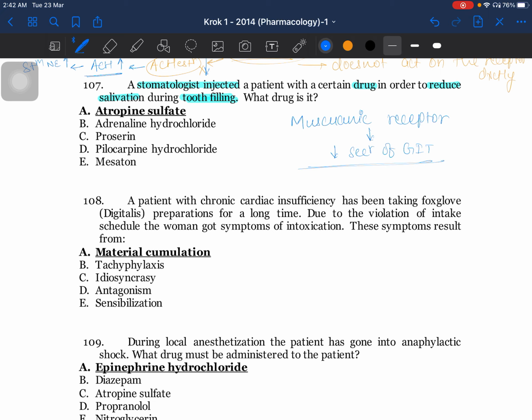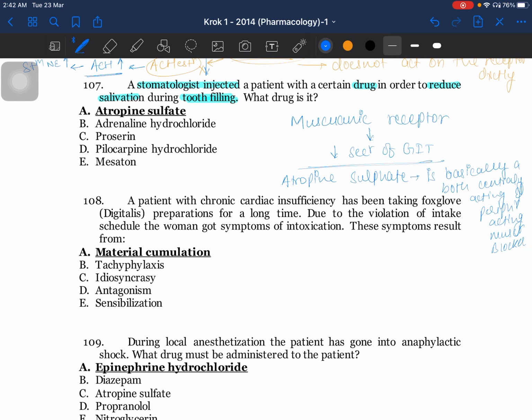Among these options, we have atropine sulfate, and atropine sulfate is basically both a centrally acting and peripherally acting muscarinic blocker.